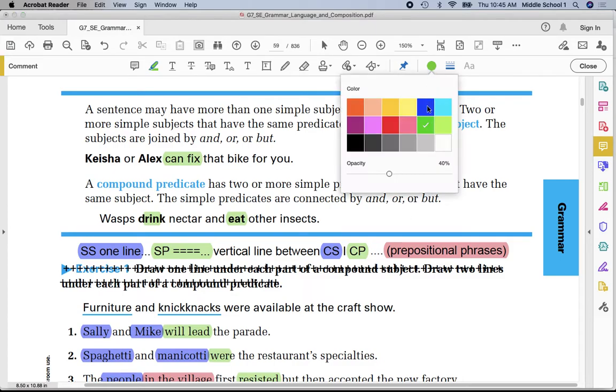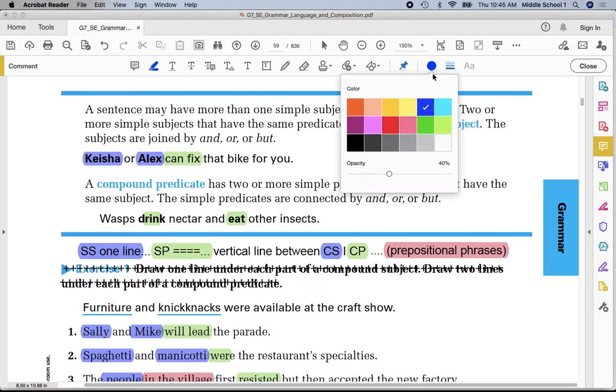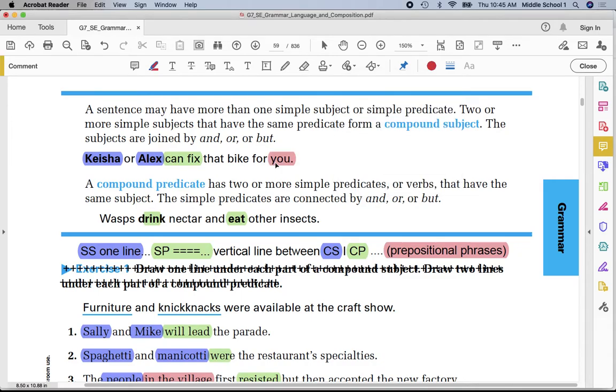So I said I'm using blue, so Keisha, Alex. Green I'm using for 2 lines, can fix. Notice again this is compound. This is simply my predicate or my verb. And then if I have a prepositional phrase, I'm putting parentheses around the prepositional phrase. Again, on my paper, it's going to appear red. So these are the directions that we're going to be using.